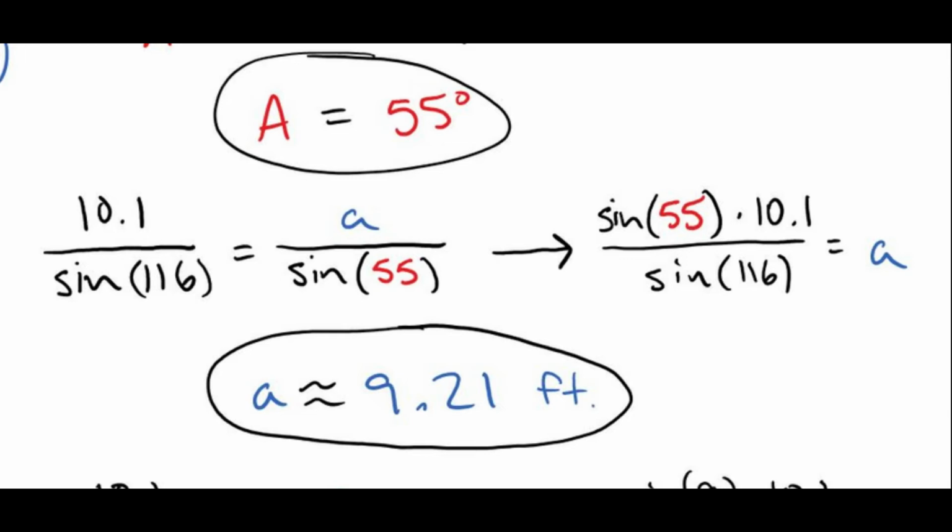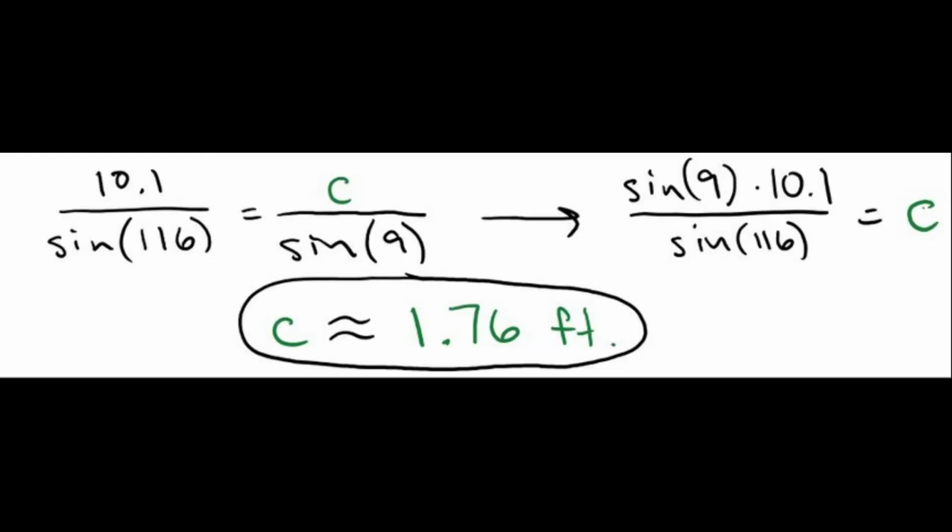And then I did side A over the sine of 55, because the A and 55 are both talking about A. If you solve that, and I kind of showed how I did that over here on the right, you should get A is 9.21 feet, so pretty straightforward. Okay, same setup for side C.